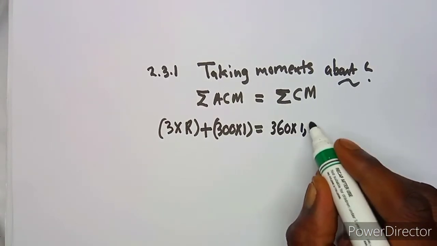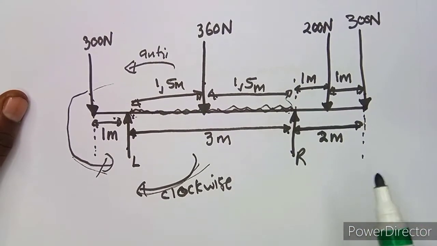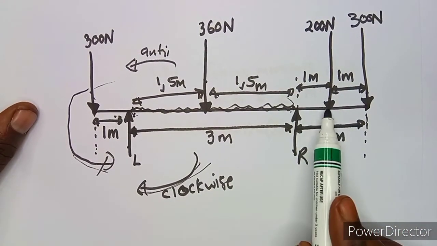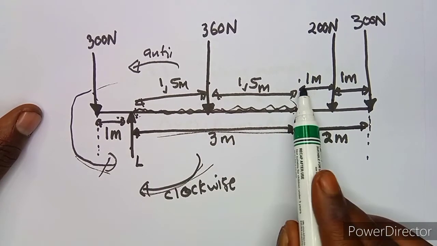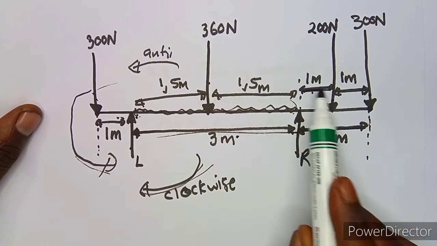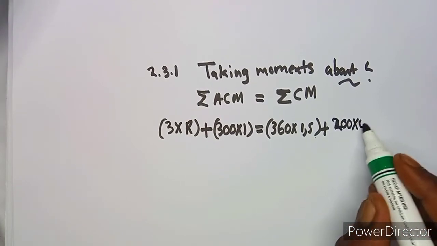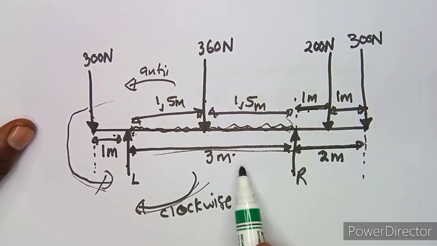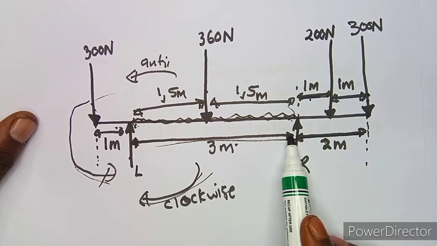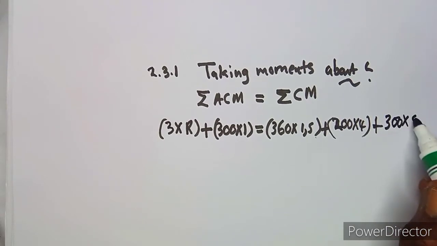360 times 1,5, force times distance, plus we still have another one in the clockwise, this one, because they are on the same side, so which means they are all in the clockwise. So it's 200 times the distance between, as we can see, this is 3 meters, and here there's a 1, so it's 3 plus 1, which is 4, so it's 200 times 4, plus we still have another one, which is the last one, which is 300, and the distance here we've got 3 plus 2, which is 5, so it's 300 times 5. That is the distance there.